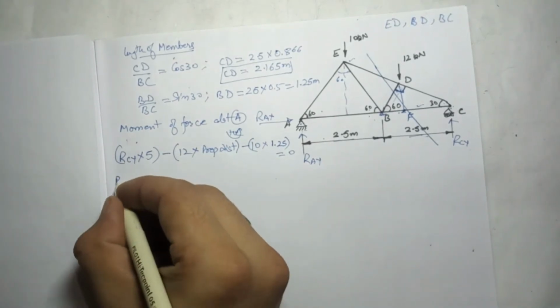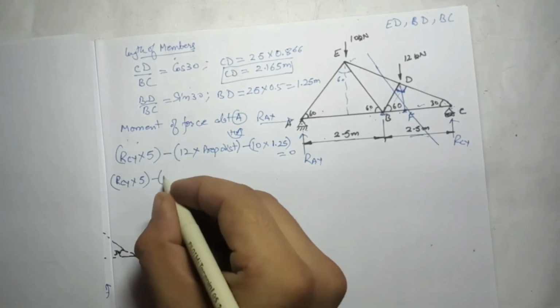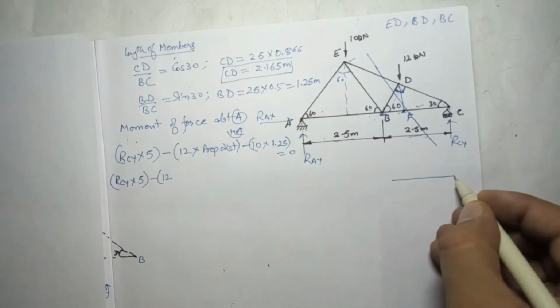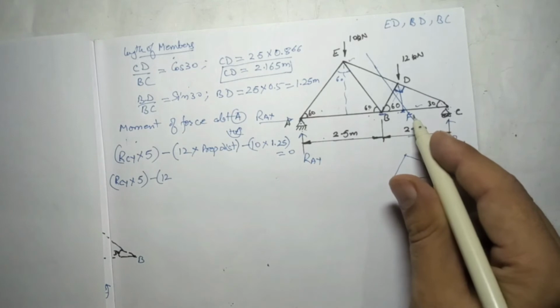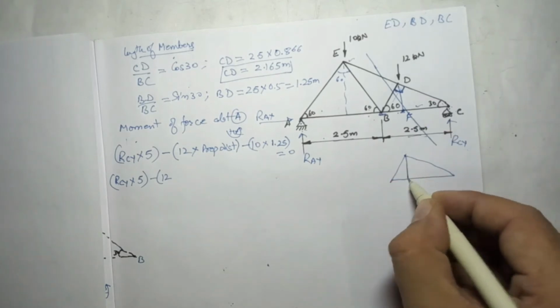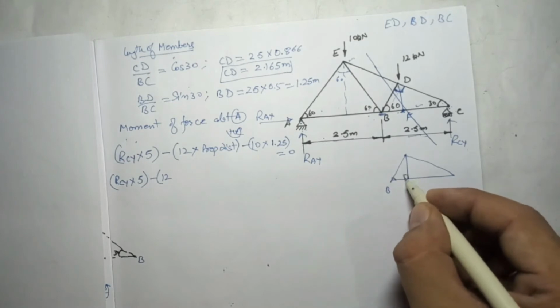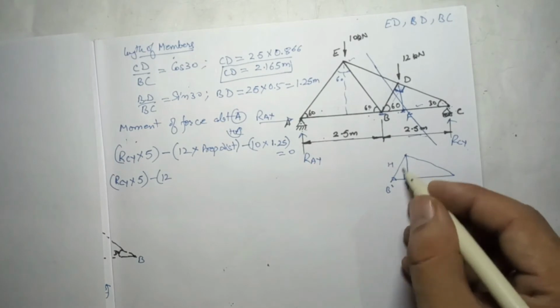So when I put the value, I am getting RCY into 5 minus, now we will find out this distance. How can we find out this distance? You can see here, this is the triangle. If I draw the smaller triangle, I need to find out this distance BF. So this is 60, this is 90. So I can say we have to find out the base. This is the hypotenuse. We have the value of this.